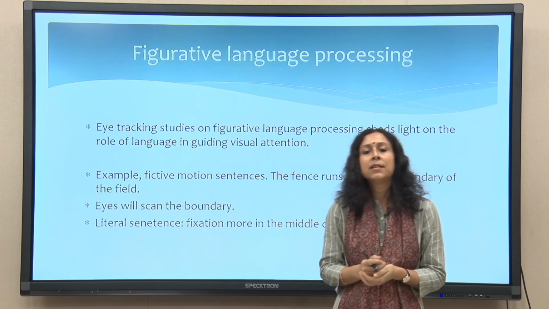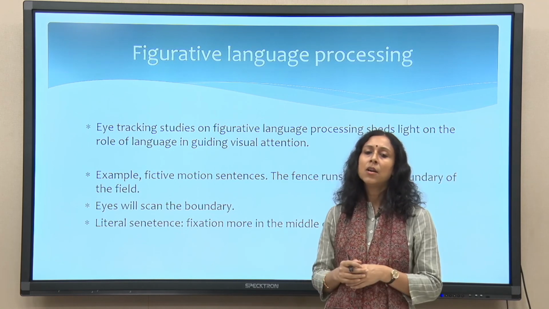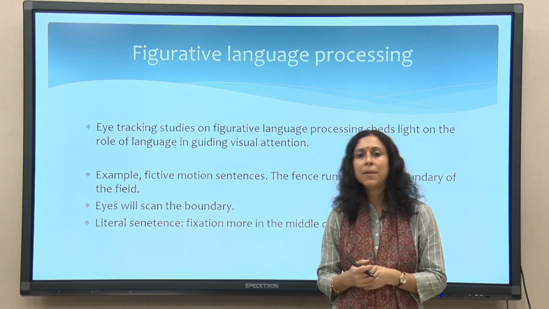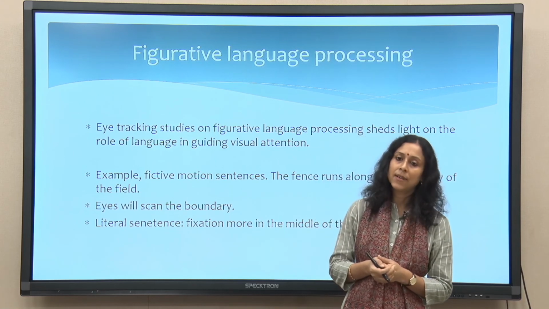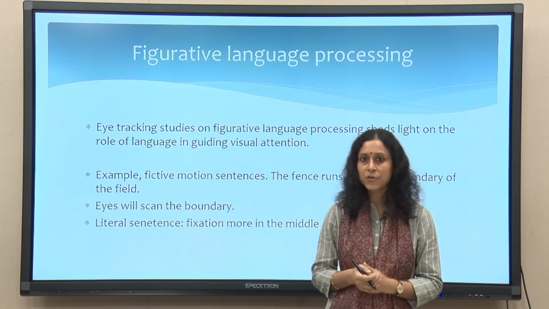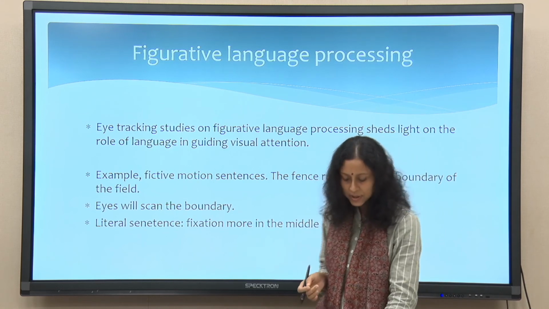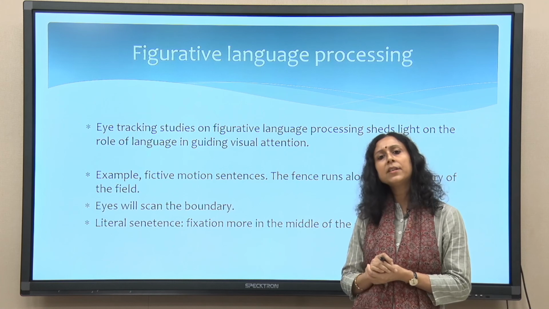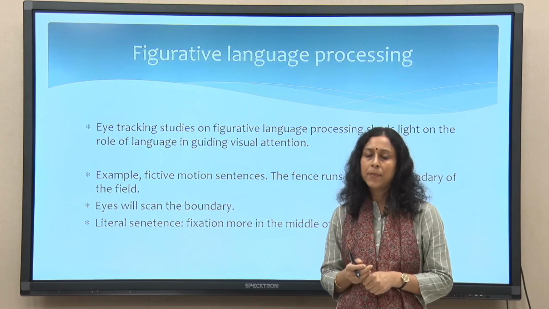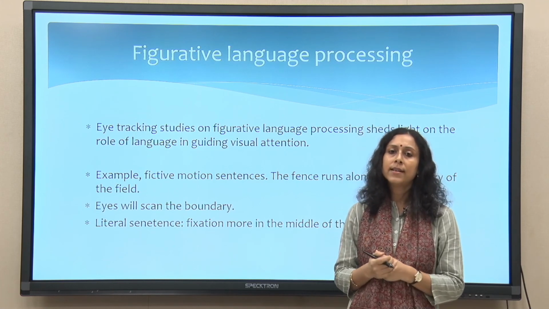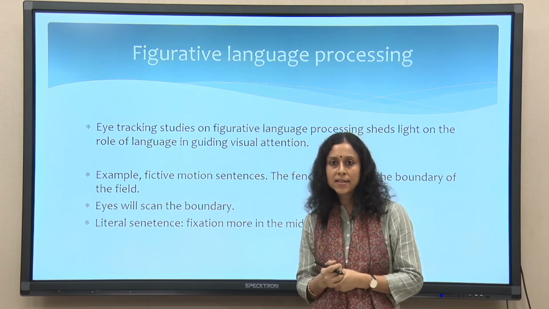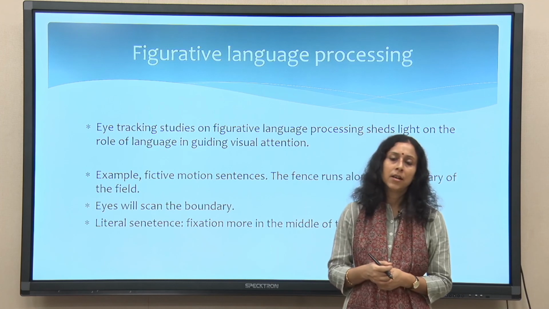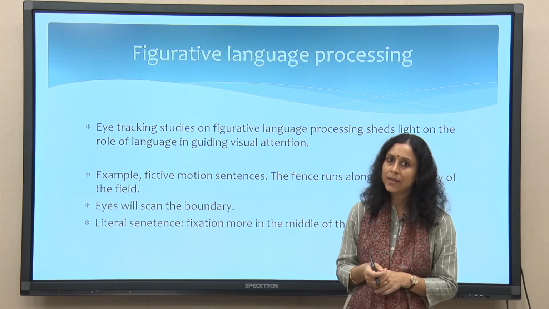So, it is not only a simple thing like pick up the beaker, where you are looking at word-object mapping or even a sentence reading. Even in the case of figurative language processing, for example, fictive motion sentences. What is a fictive motion sentence? Fictive motion refers to a particular case where we describe a static scene in a dynamic way. There are two ways of describing a road.